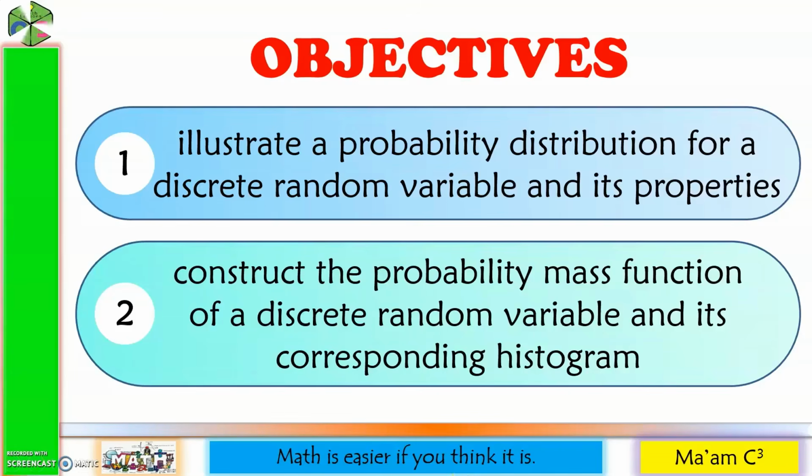Our objectives in this lesson are the following. Illustrate the probability distribution for a discrete random variable and its properties. Construct the probability mass function of a discrete random variable and its corresponding histogram.